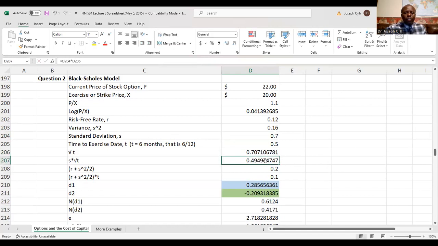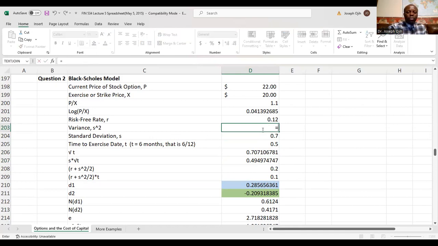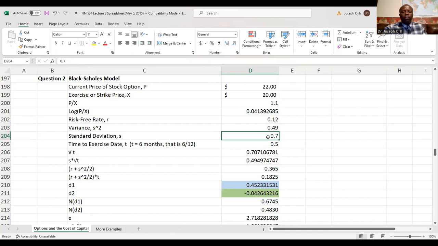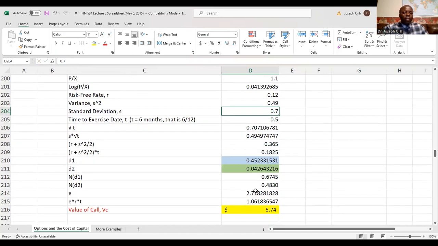Okay. So that means we have to recalculate the variance, because we put the variance first before we put the standard deviation here. So because of that, it didn't automatically calculate the variance because it came first. So we're gonna recalculate it here. So equals standard deviation squared, 0.7 raised to the power 2. Okay, that'll give us that. And then I think we have added all the inputs.